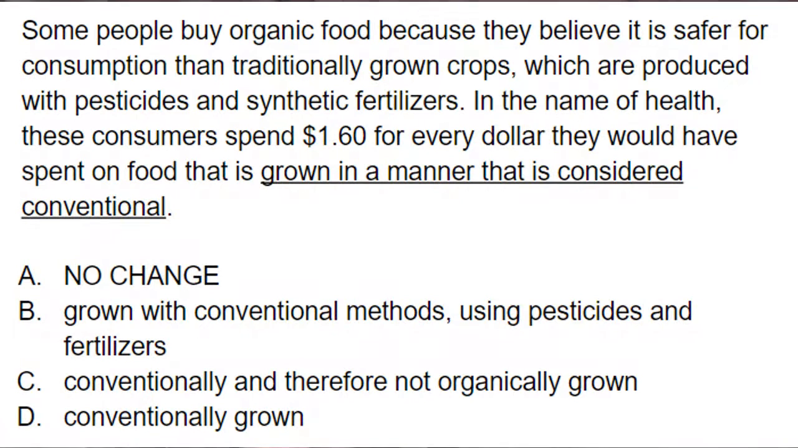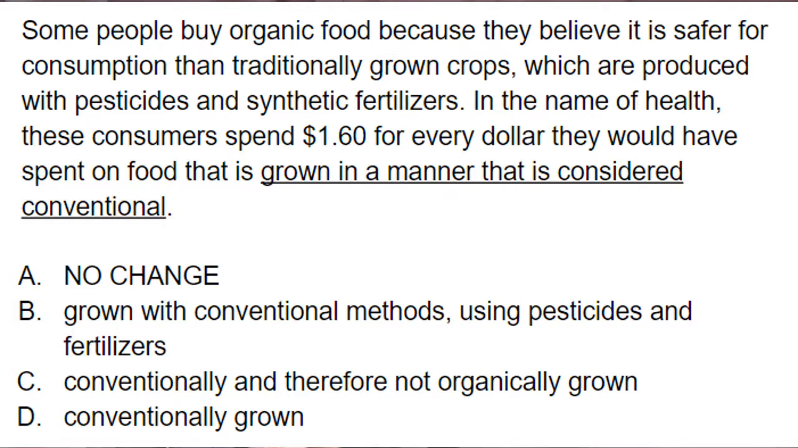A few things to consider. First, let's get rid of any extra words. If you think of Baylor's rule number 1, go with the shortest answer unless the shortest is completely horrible. Number 2, is there anything redundant in the sentence? Okay, let's look at this item. If we look there at the underlined portion, grown in a manner that is considered conventional. That sounds very wordy as it is. So option A, no change, doesn't seem like it's going to be the best answer.